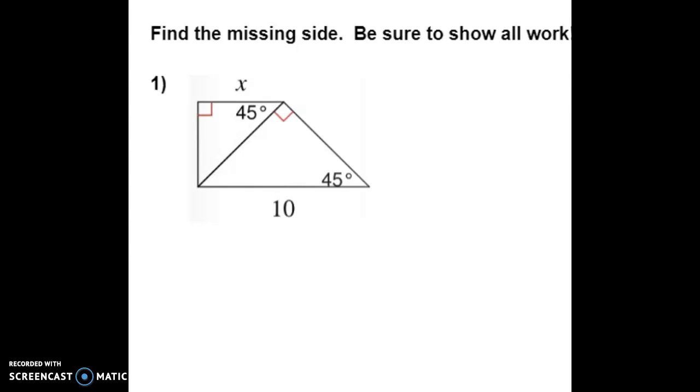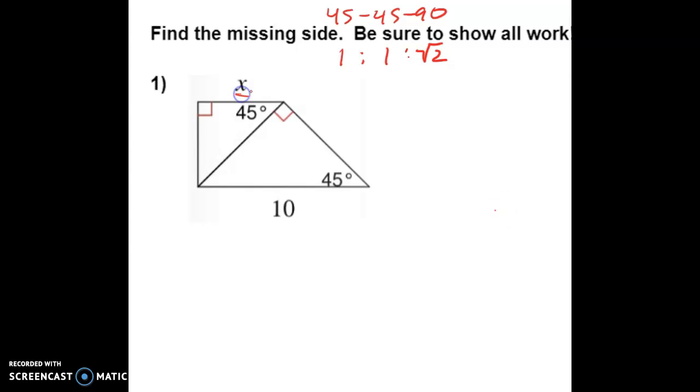All right, here we want to find the missing side and show all of our work. So we'll go step by step here. We've got two 45-45-90 triangles. So any 45-45-90, we know has side ratios of 1 to root 2. So I'm going to use these side ratios basically to bounce from one side to the next.